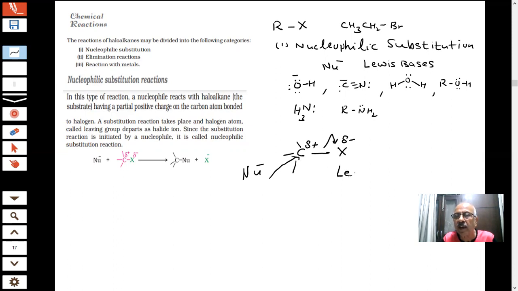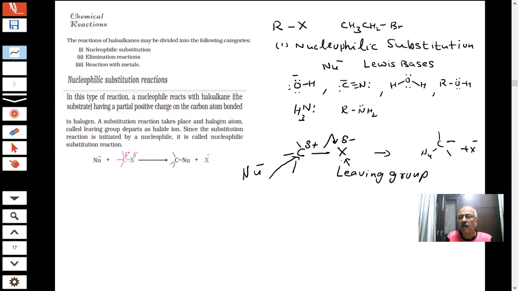This is called a leaving group, students. This group will leave, this group will enter, and the nucleophile is coming something like this. So what has happened? The X minus leaves. X minus is my leaving group. This has left. So what is the result of this? This is an example of nucleophilic substitution reaction.